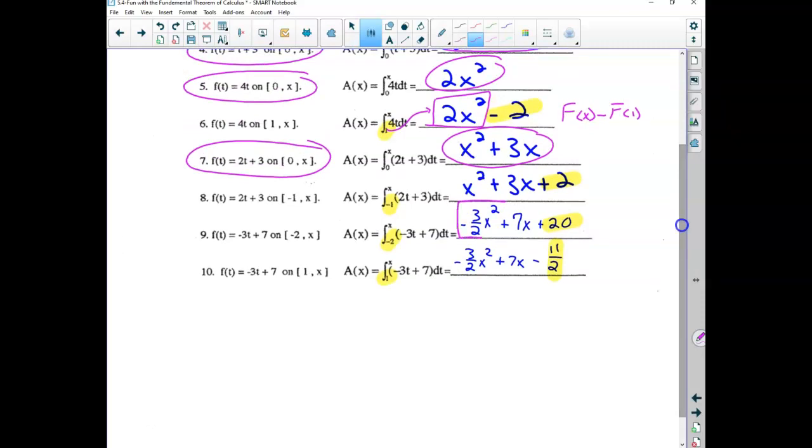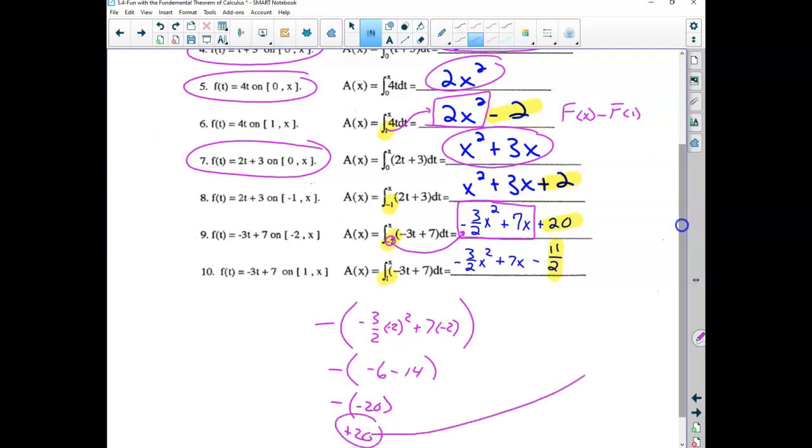So here's my algebraic portion again. If I plug negative 2 into that algebraic portion, that's going to be negative 3/2 times negative 2 squared plus 7 times negative 2, and it's minus that. So that's 4, which gives me negative 6 minus 14. That gives me the opposite of 20, which is plus 20. There it is.